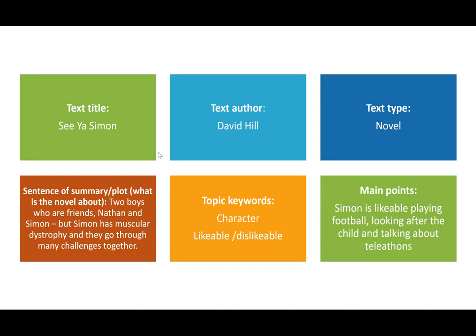And the main points, so I've come up with these. This might help you if you're a bit stuck for that. So I've decided that Simon is a likable character, and he is likable when he is playing football, beginning of the text, when he's looking after the child or the baby, and then when he's talking about telephones. I think that makes him a likable character, and those are my events.